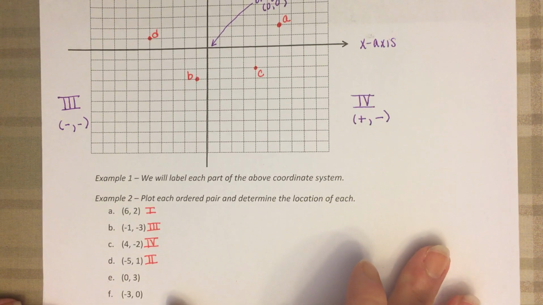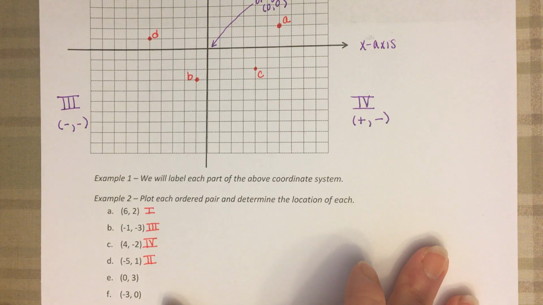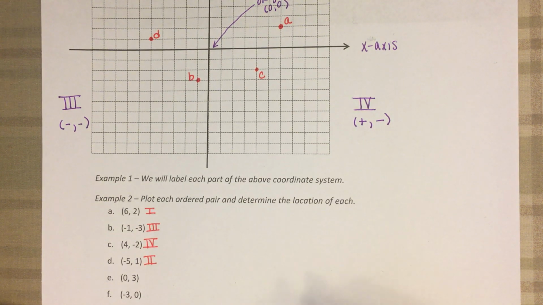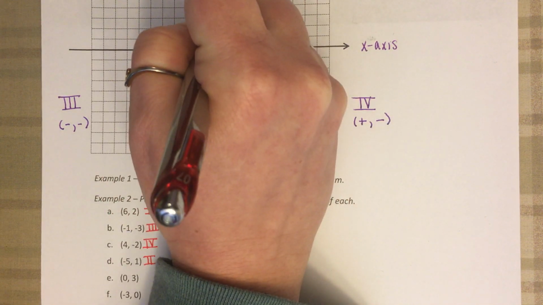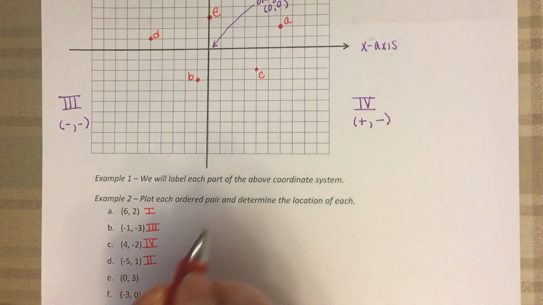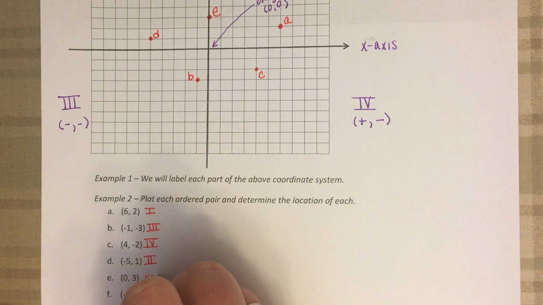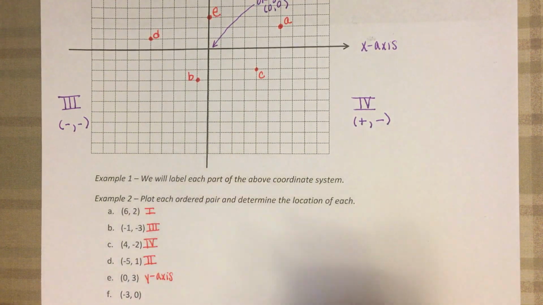Our last 2 points listed down here at the bottom, they both have a 0, so they're going to land on our axes. So our first one is 0, 3. That means we are not going to move left or right at all. We are simply going to move up 3 and put our point there. So E lands on our y-axis. Eventually we will call this point a y-intercept, but for right now we just want to pay attention to the fact that since it has a 0 in it, it lands on one of our axes.